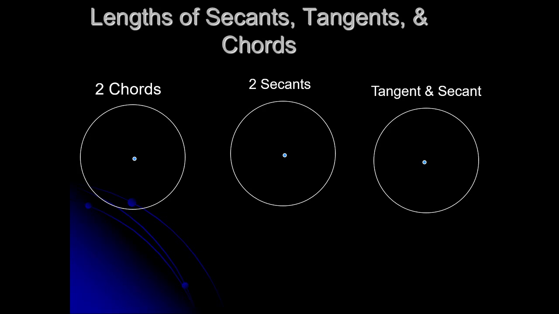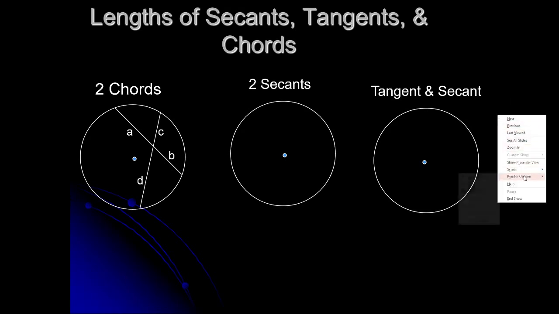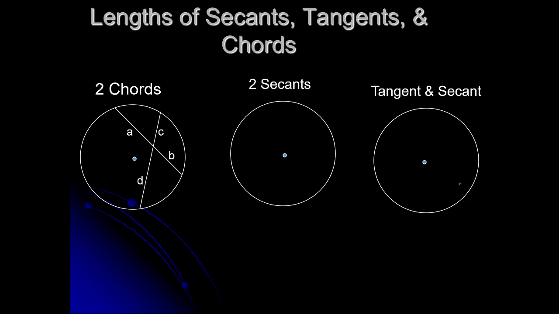The intersection is inside the circle. Two secants, then the vertex is outside the circle. Then we have a tangent and a secant. Look at this figure. So when you have 2 chords or 2 secants whose vertex is inside the circle, the concept is so simple. This will be the concept on how to go about the segments.